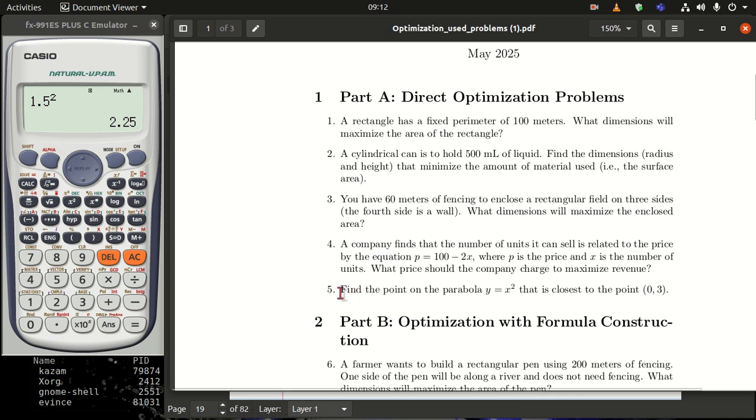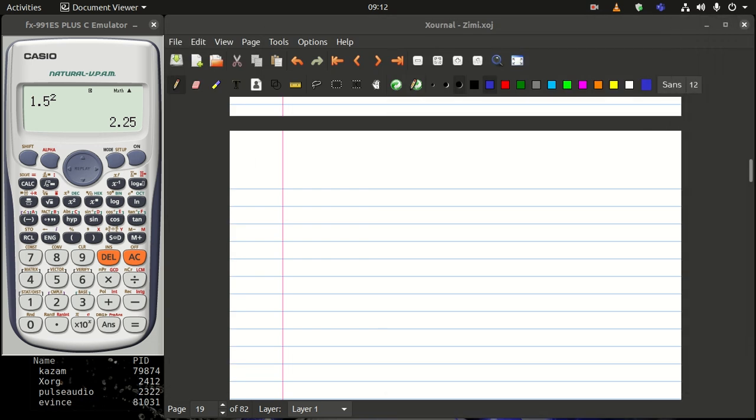Now let us go to number 5, which says find the point on the parabola y squared that is closest to the point 0.3. So that is the question now, the last question. So the first thing that you want to realize here, the next thing that you want to realize here is this.